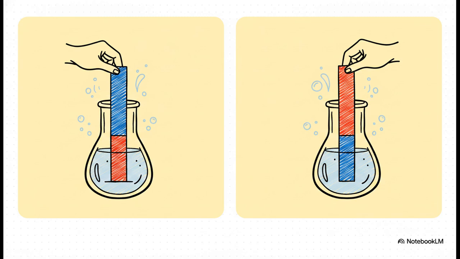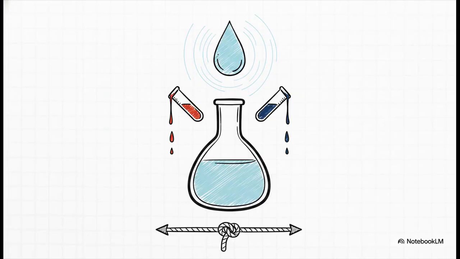Now, to actually see these invisible properties in action, we use a brilliantly simple tool, litmus paper. Acids will take damp blue litmus paper and instantly turn it red. Meanwhile, alkalis, which are really just water-soluble bases, do the exact reverse, taking damp red litmus paper and turning it blue. It's a super quick visual cue that tells us exactly what kind of proton transaction is going down in that beaker.